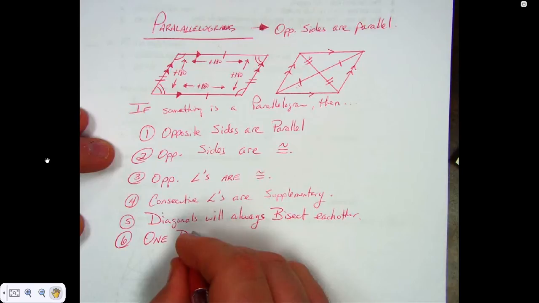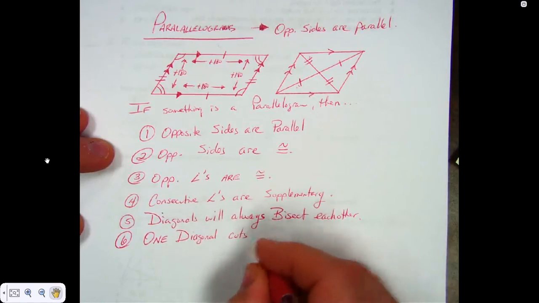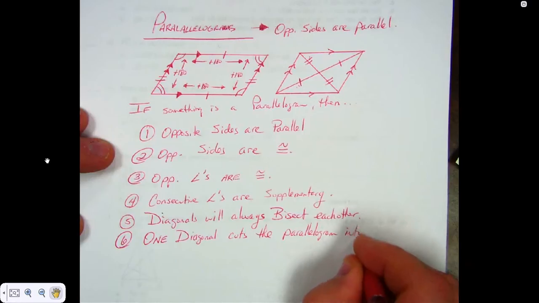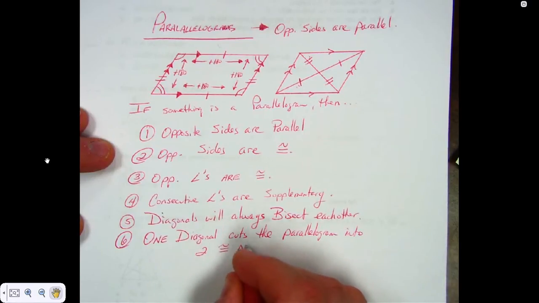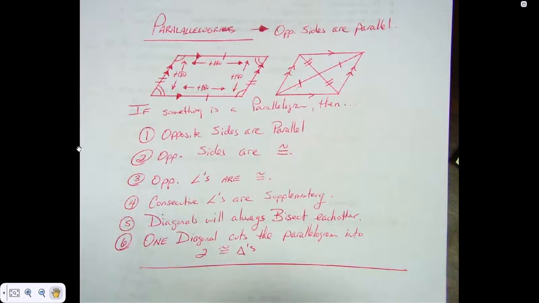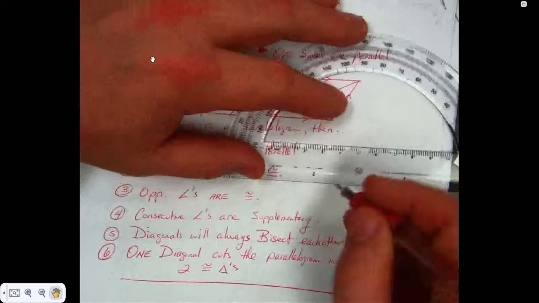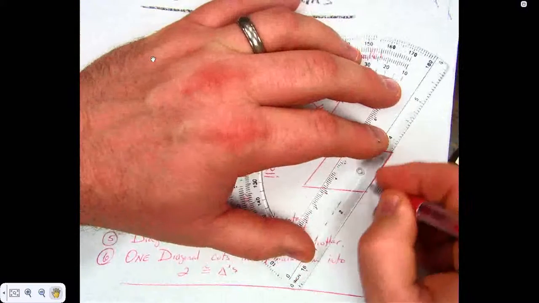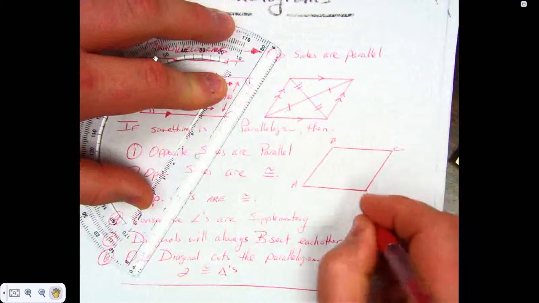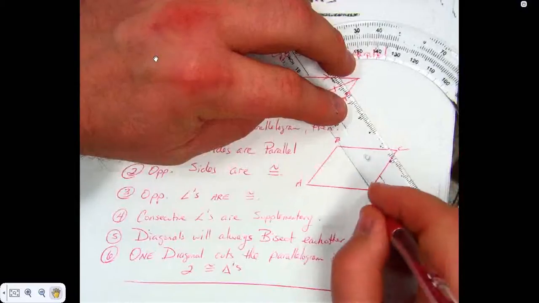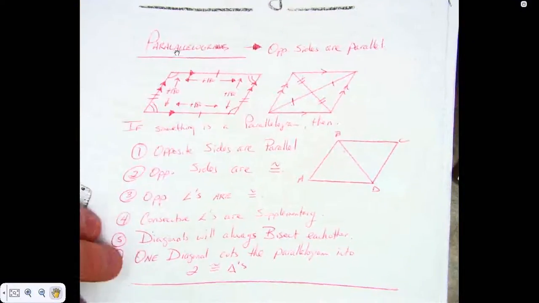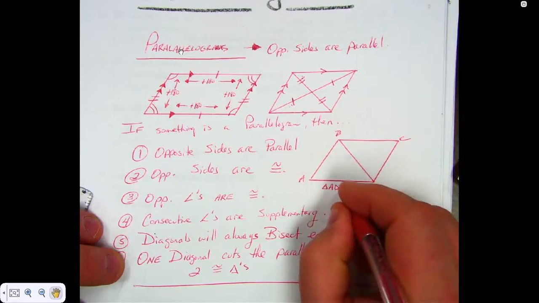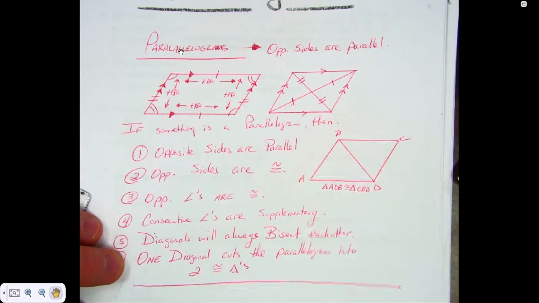Last one, which I'll need to draw a new picture for too. One diagonal cuts the parallelogram into two congruent triangles. So if I was to draw another picture here, we'll call this A, B, C, D. And I'll draw it. That triangle ADB is congruent to triangle CBD. Okay?